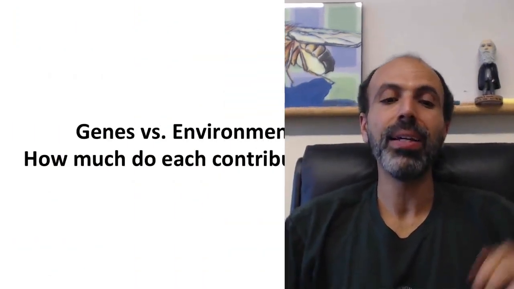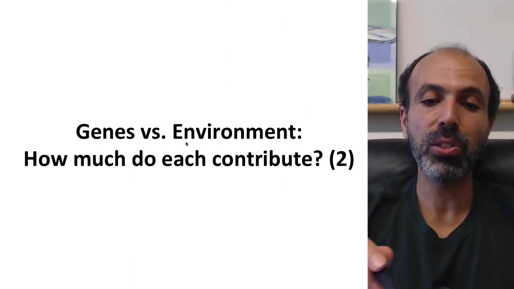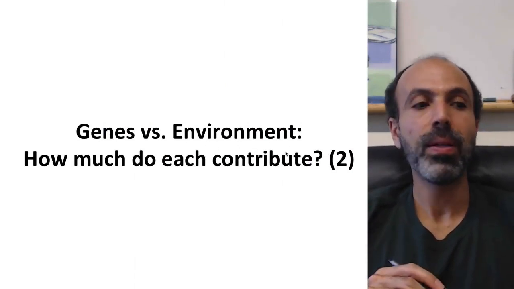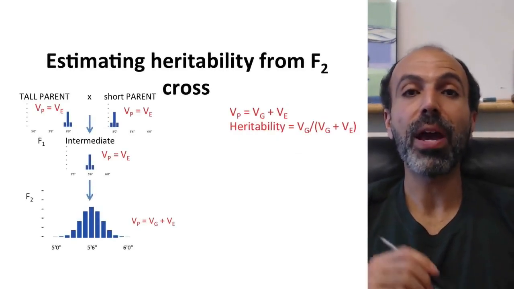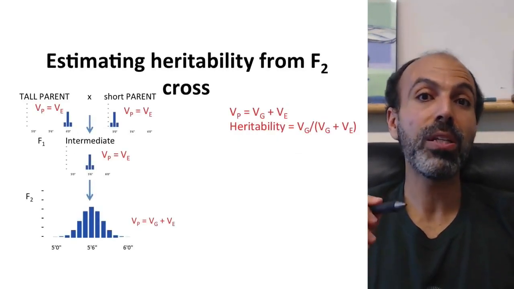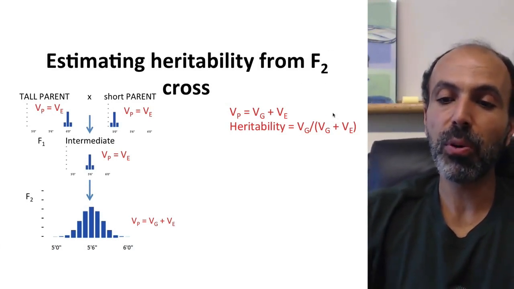Hello, and welcome back to Introduction to Genetics and Evolution. Now, what we've been trying to do in the last couple of videos is quantify, when you're looking at variation in some traits, such as human height, how much of the variation you see is genetic and how much of the variation you see is environmental. Now, in the previous video, we estimated heritability, or that fraction of the overall phenotypic variation that is genetic, using an F2 cross. Here's the formula, by the way, for heritability.